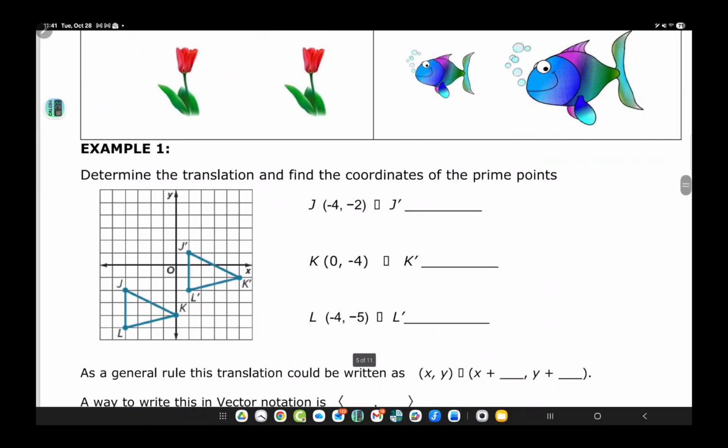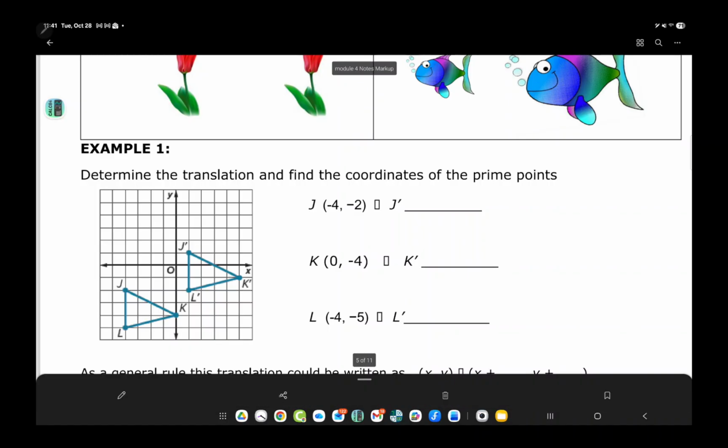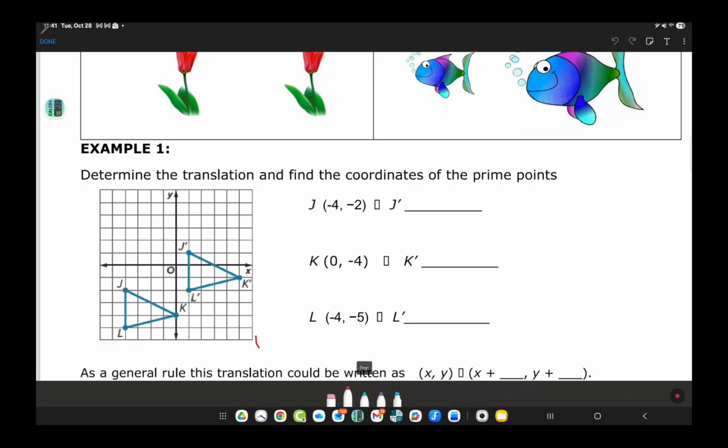So now we are going to talk about the change from J to J prime. Now J is at -4, -2. J prime is at 1, 1. K is at 0, -4. K prime is at 5, -1. L is at -4, -5. L prime is at 1, -2.